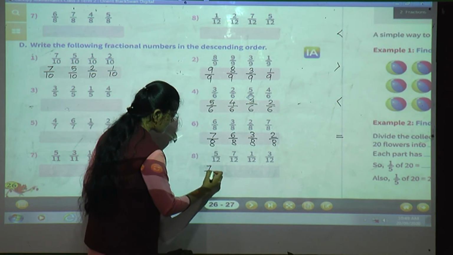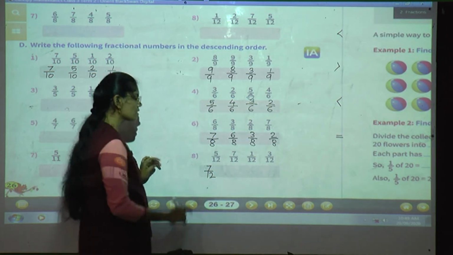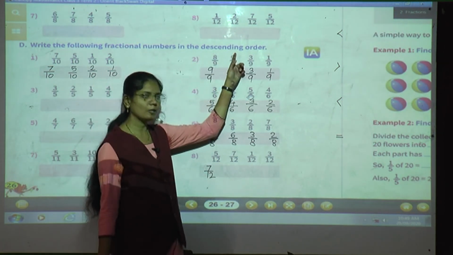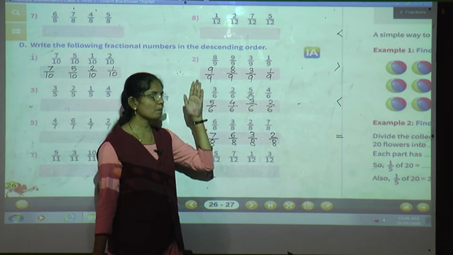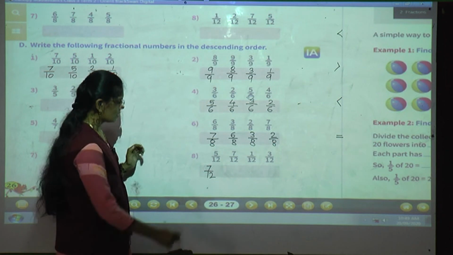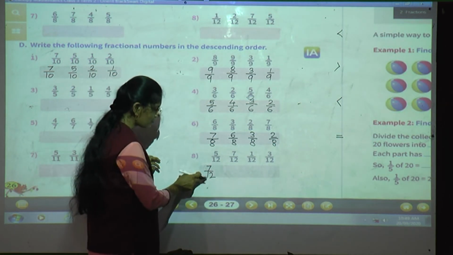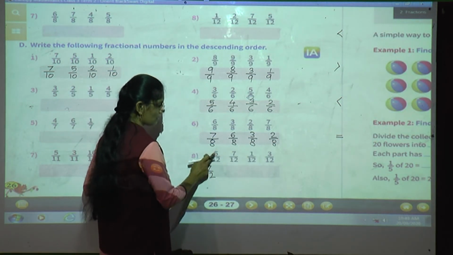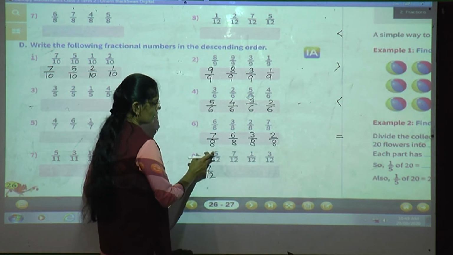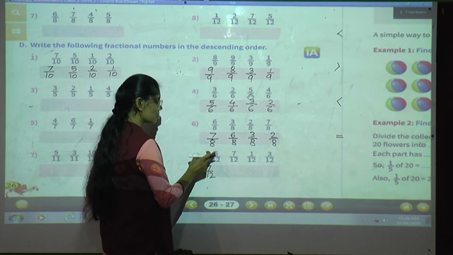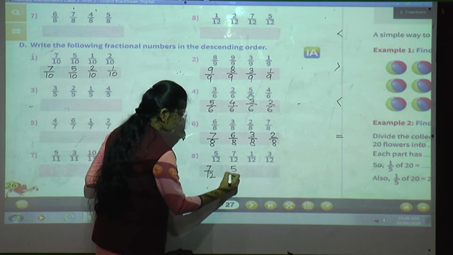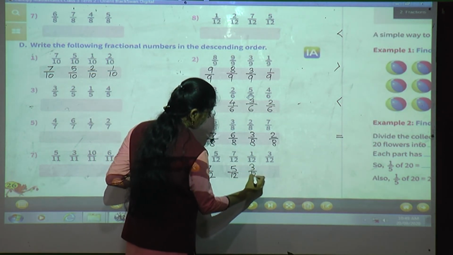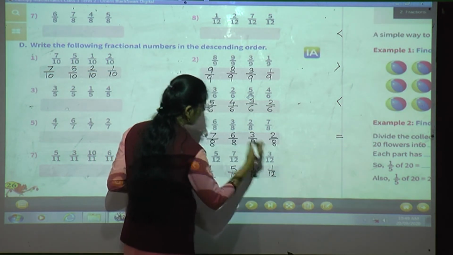So we'll write first 7 by 12 because we have to arrange all these fractions in a descending order. Descending order means from biggest to smallest. So we'll write here first 7 by 12. Then remaining 3 numbers you have to see, 5, 1, 3. Among these 3 numbers, 5 is greater. So we'll write 5 by 12. Then 3 by 12 and the last 1 by 12.